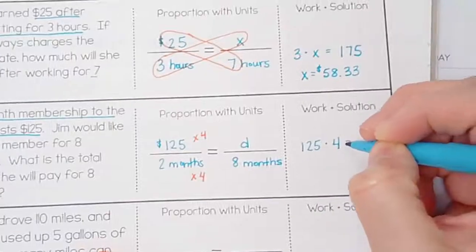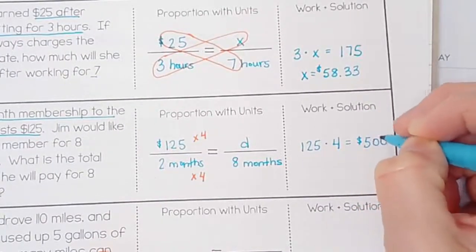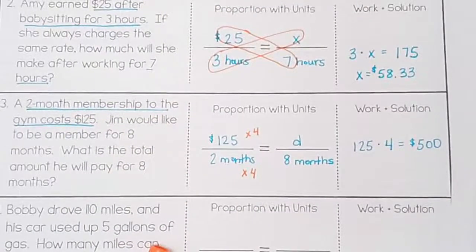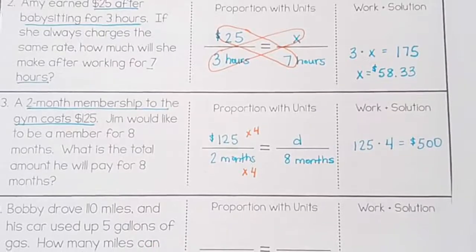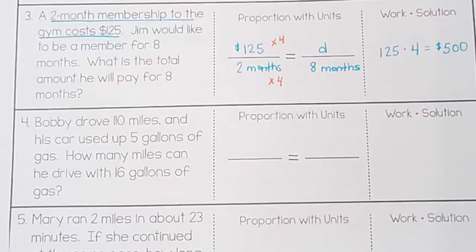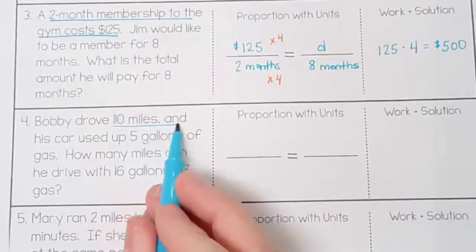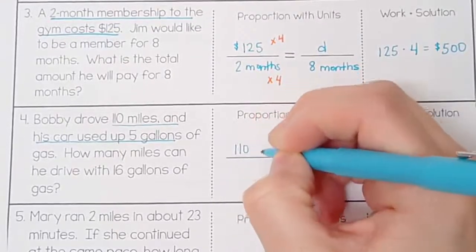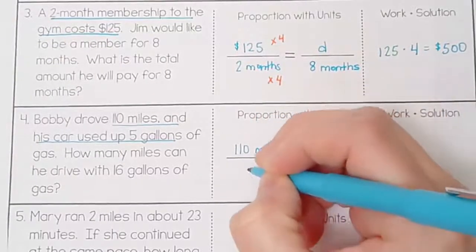All right, next one. Bobby drove 110 miles, and his car used up 5 gallons of gas. For how many miles can he drive with 16 gallons of gas? Okay, so we need to set up this proportion. So once again, 110 miles, his car used 5 gallons. Those are the things that go together. So 110 miles, 5 gallons. And on the other side, we've got 16 gallons. So obviously that's going to go on the bottom with the 5. And then up here, we can put an M for miles.